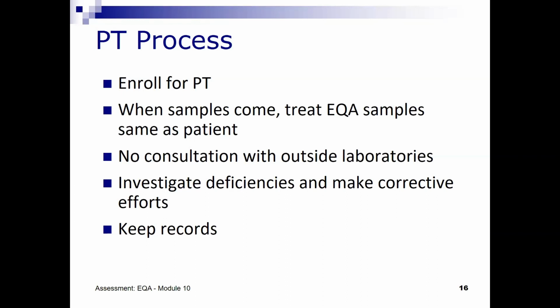Second step, when samples come, treat them the same as a patient sample. So whoever's on the bench, have that person run those specimens. Also, no consultation with outside laboratories. That's considered a breach of appropriate practice. Basically, it's cheating. And then number 4, which is the big one, is investigate deficiencies and make corrective efforts. In my experience, this has been the problem that we see: many labs are happy to enroll, but they don't go back and investigate deficiencies and implement corrective efforts. We didn't have time today, so I'm not sharing it, but I have something like 8-9 years of PT data from different labs that Pathologists Overseas has supported. And the majority of labs do not then go back and fix the problems.